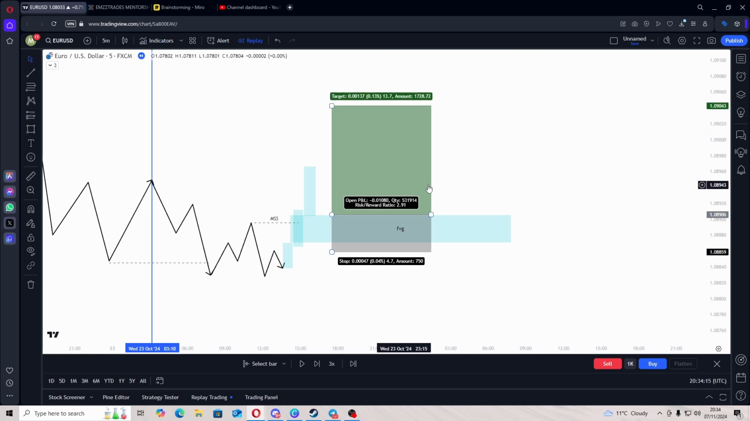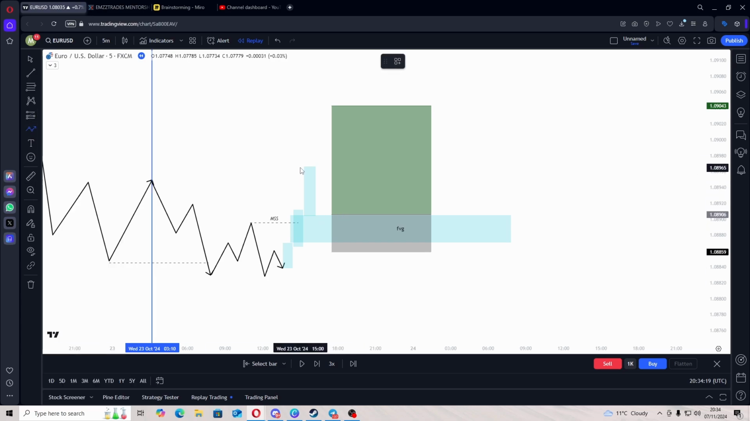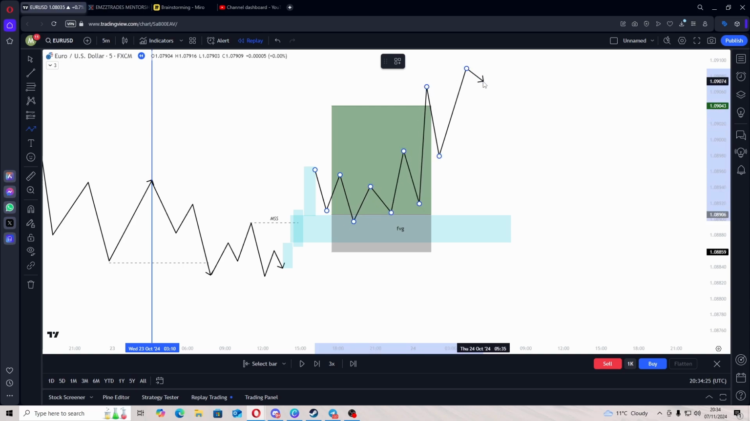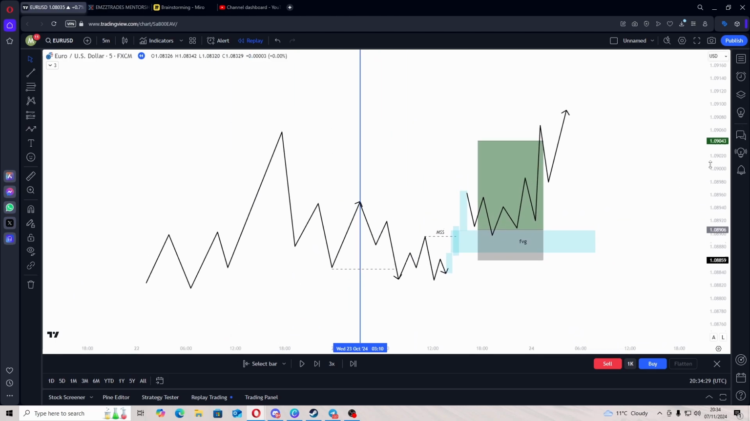placing a 1 to 3 risk reward ratio, and price will literally do exactly what I'm going to show you right now. It'll go back down, tap into this area, enter in your trade, and then it'll go back up and shoot all the way up. Okay, this is exactly what price is going to do. This is the blueprint of your profitability.